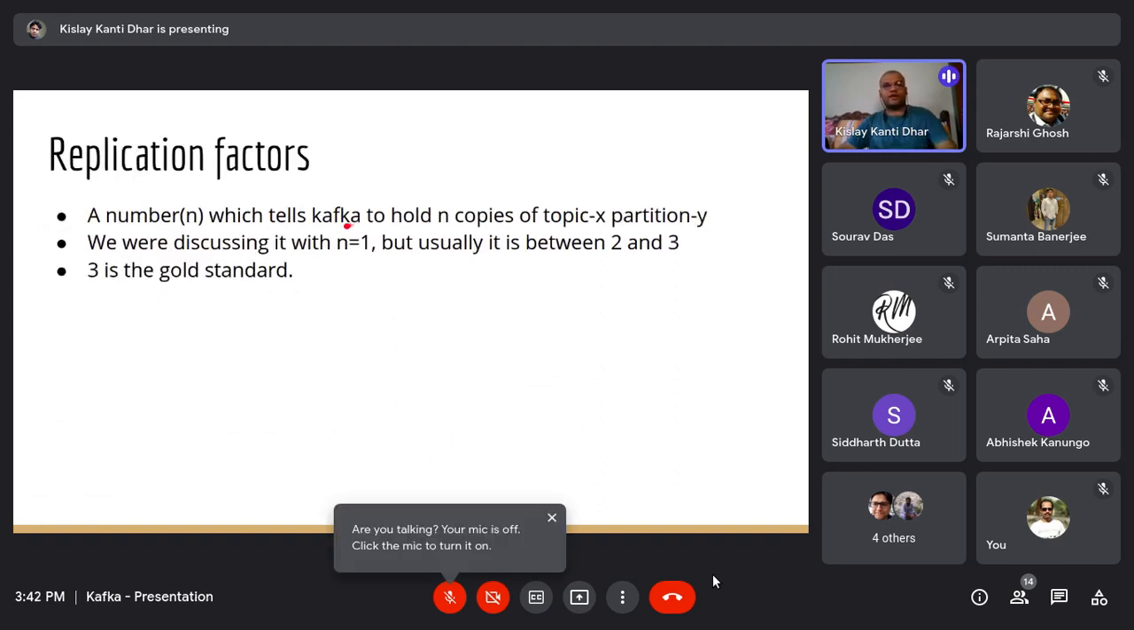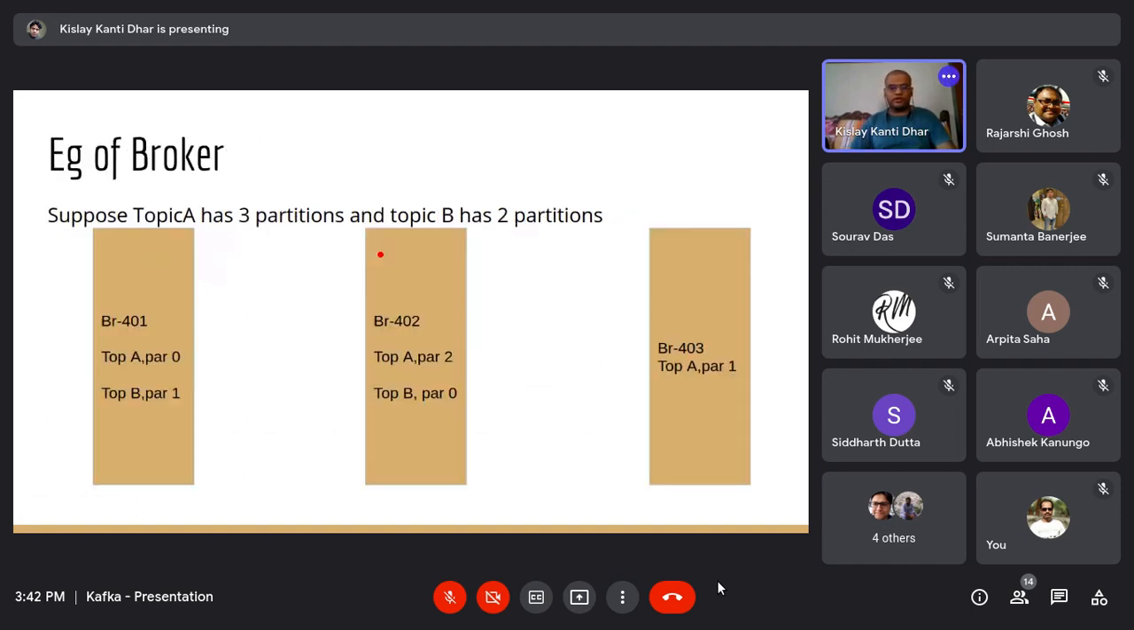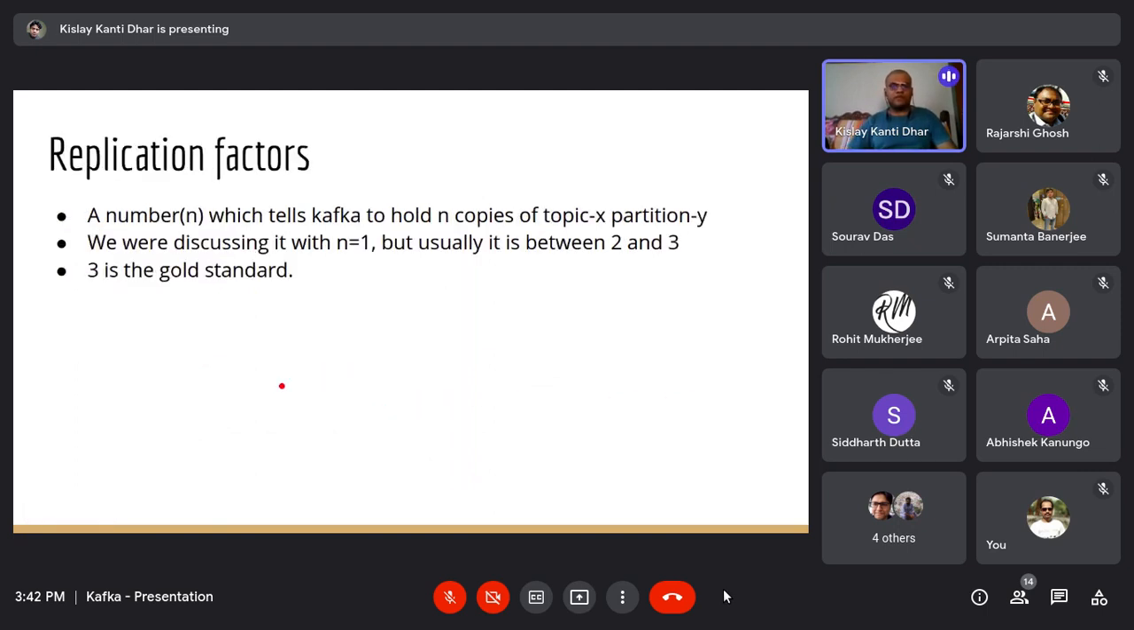Okay. Replication factor. Now this is very important. So what is replication factor? Replication factor is the number of times you want to keep a copy of something. Here, in the definition, it is a number n, which tells Kafka to hold n copies of topic x partition y. What it means, I will show in the picture. We are discussing it with n equal to 1. Here you can see that a particular topic is present only one time. You cannot see any other place where topic A partition 0 is present.